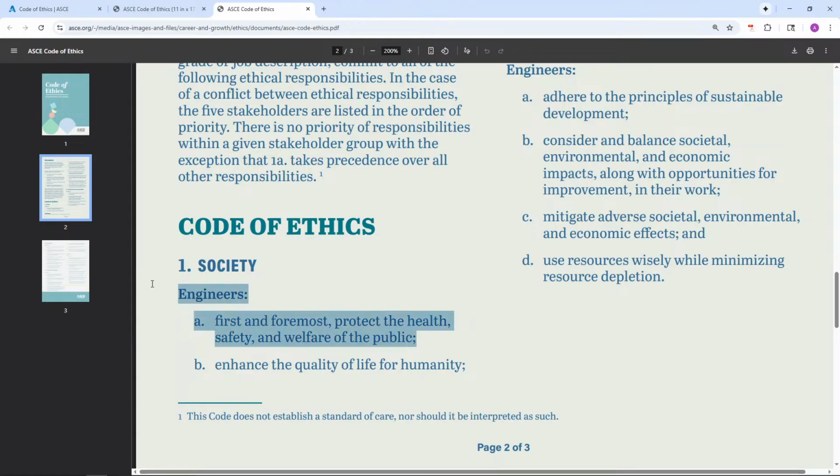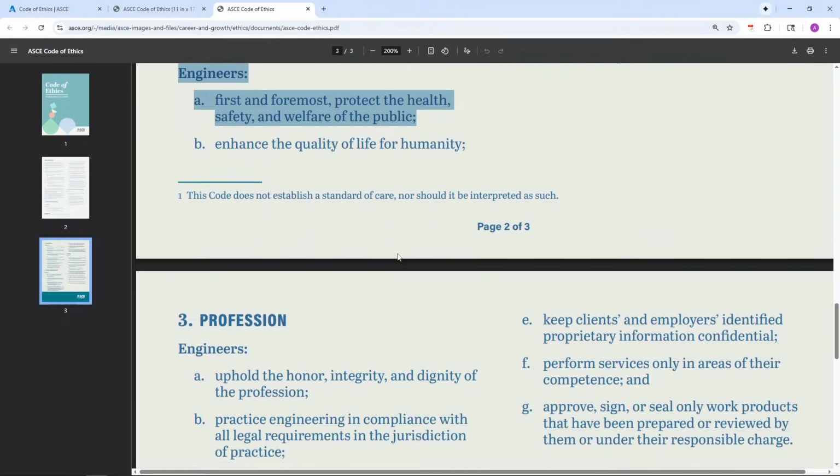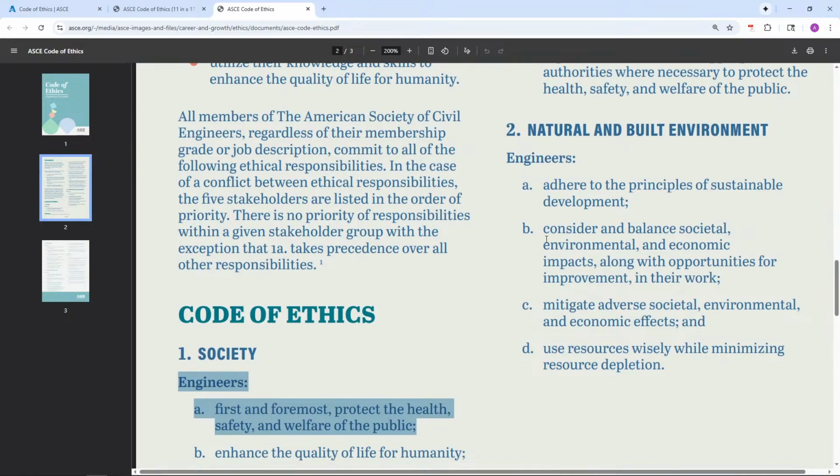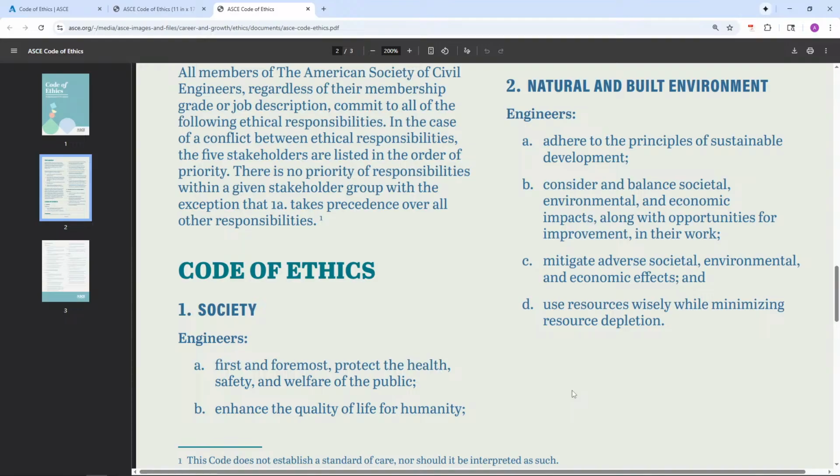See, macroethics, that is the one that proceeds over all, and that, by the way, is very challenging. So if you read here, natural environment, for example: adhere to the principle of sustainable development, consider and balance societal, environmental, and economic impacts along with opportunities for improvement in their work, mitigate adverse societal, environmental, and economic effects. Here, use resources wisely while minimizing resource depletion. That is, for example, something very difficult to maintain.